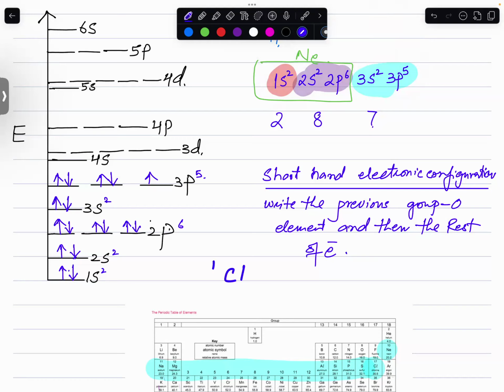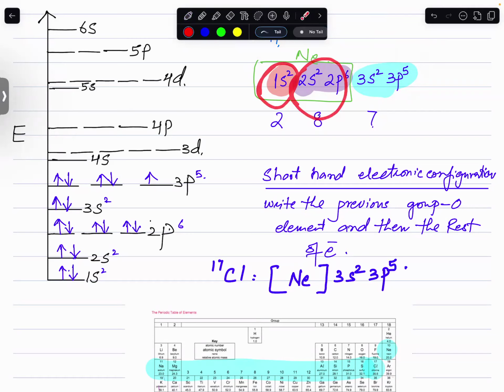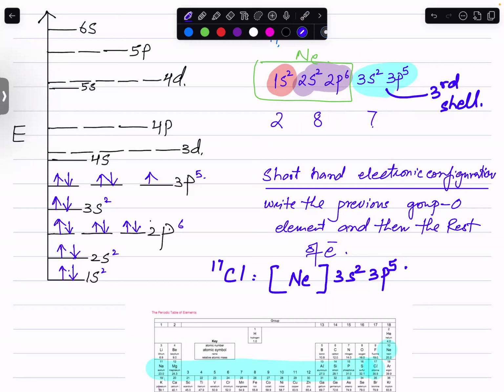For chlorine, 17, how will you write? Neon means 1s2, 2s2, 2p6, and 3s2, 3p5. How many shells? First shell, second shell, third shell, and this is the third shell. And how many electrons? 5 plus 2 is 7 electrons. So the group number is 7, which we now call 17. This is another thing that we are going to do.